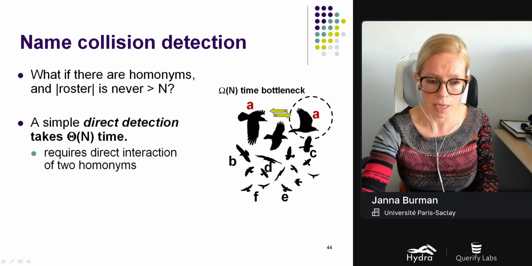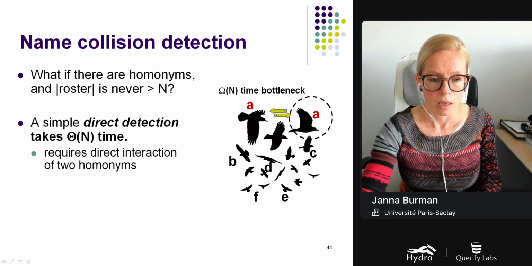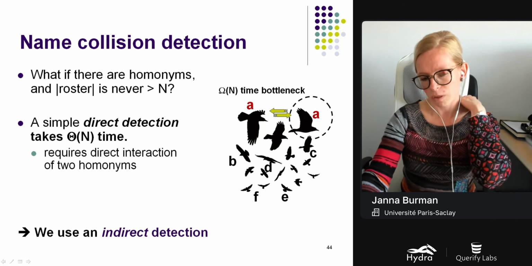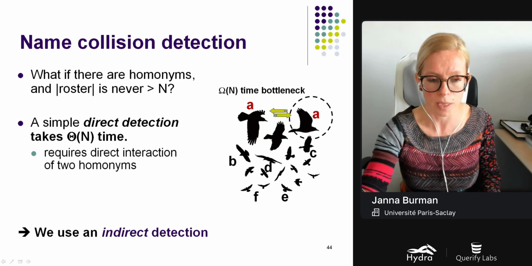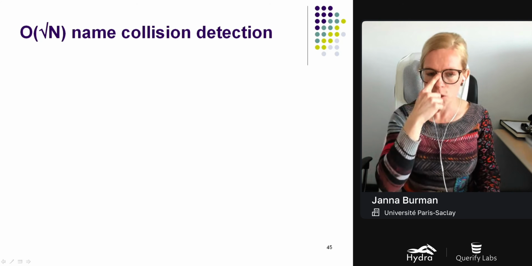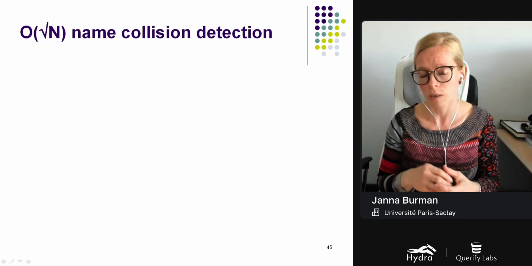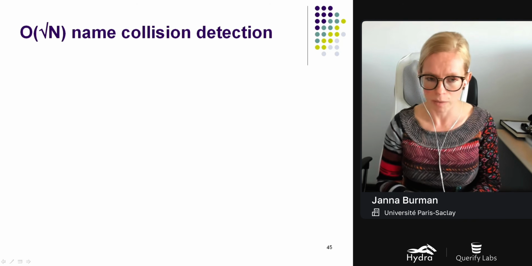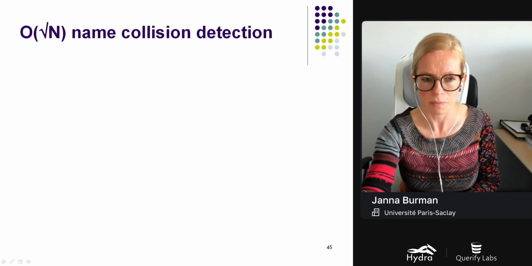This is a time bottleneck for our solution. We cannot use it because we want to do things in logarithmic time. So I will show you how we can detect such homonyms in a so-called indirect way. Before that, I will show you an algorithm that can do it faster than linear time, in square root of n time, but not yet logarithmic. And we will use this idea to obtain our logarithmic solution.